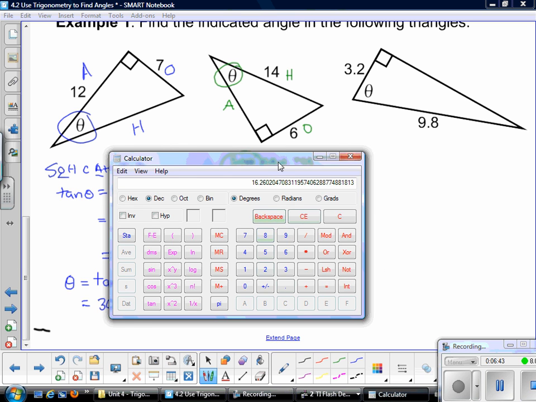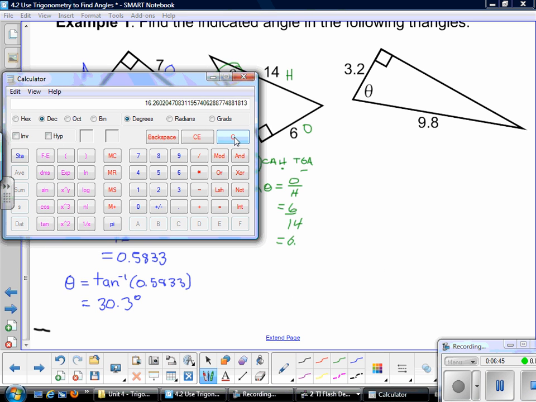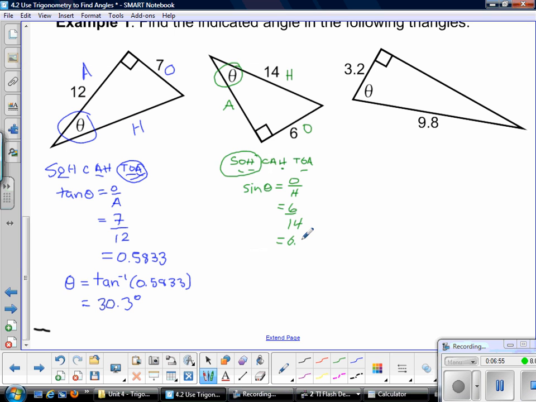I'll use this one this time. Notice I just exchange calculators, a calculator's a calculator, right? 6 divided by 14. So decimal .4286. And now I need to take my calculator, and theta is going to equal the sine inverse of that number.